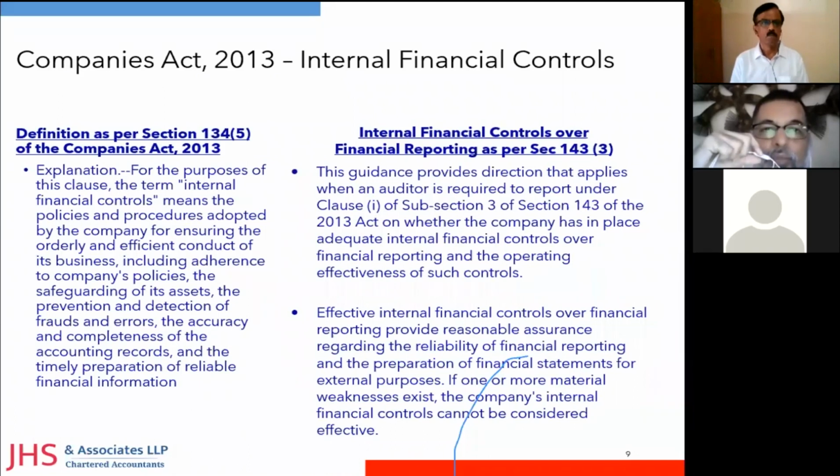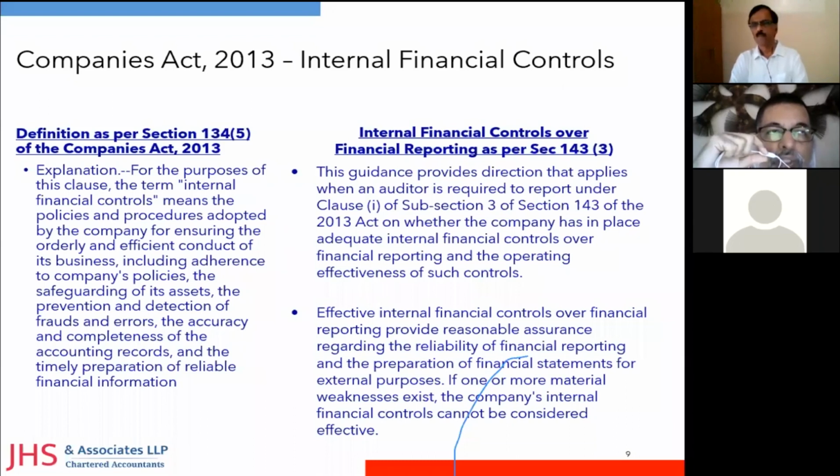Let's look at our Companies Act 2013 provisions on the subject of internal financial controls. The key definition of internal financial controls is under 134(5). There is an explanation to the term internal financial controls. That means a set of policies and procedures adopted by the board for ensuring the orderly and efficient conduct of its business, including adherence to company's policies, safeguarding of its assets, prevention and detection of frauds and errors, accuracy and completeness of accounting records, and timely preparation of reliable financial information. So the definition of internal financial controls is pretty large and all-encompassing.